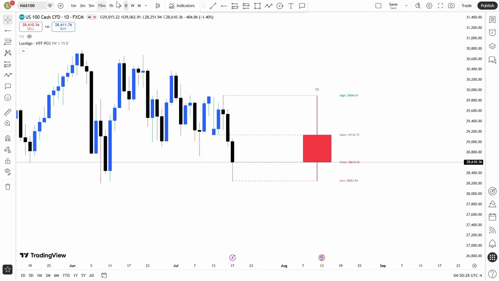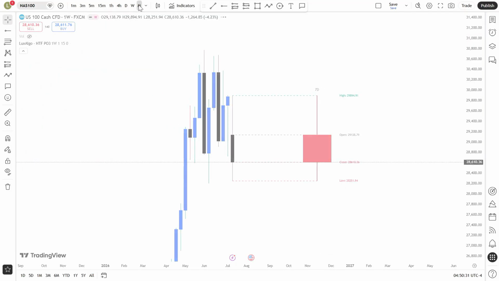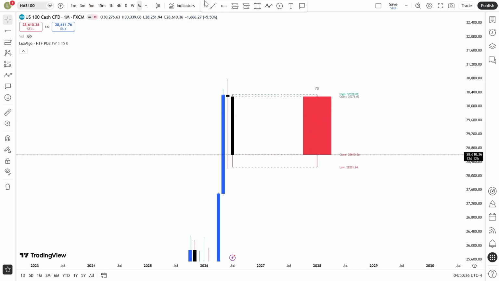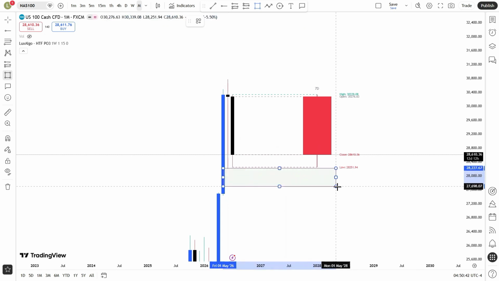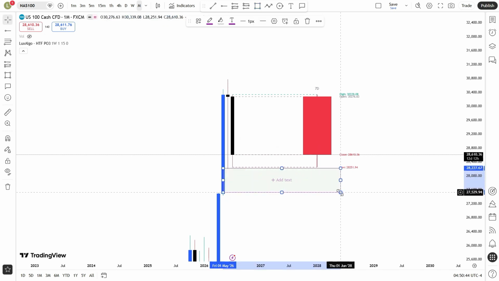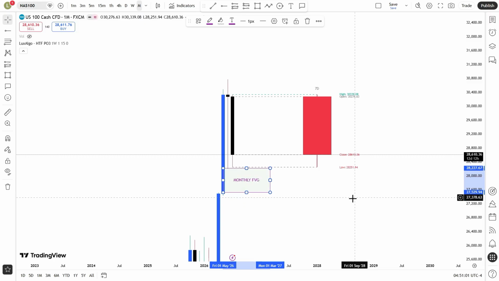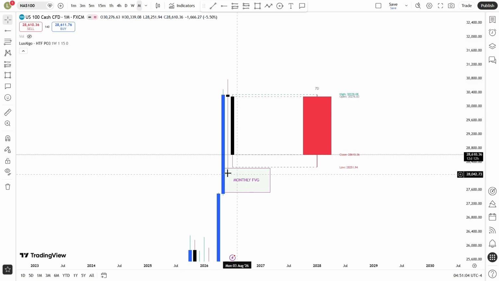If you look at the monthly, like I told you, I swing trade. If you look at this monthly here, you can clearly see that we have a fair value gap here. So we have a monthly FVG, the fair value gap, down here on the monthly.